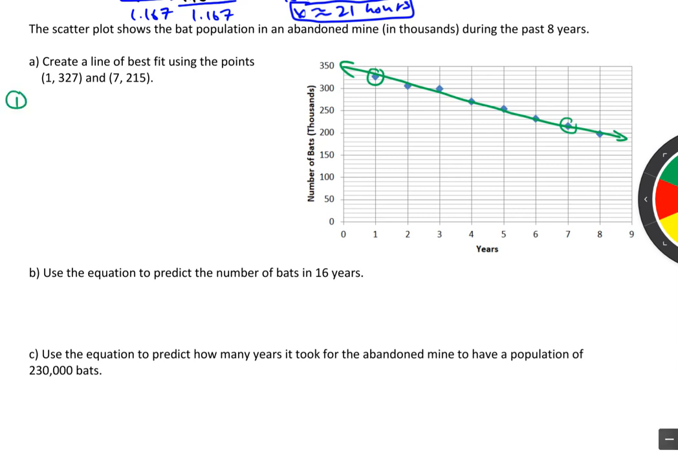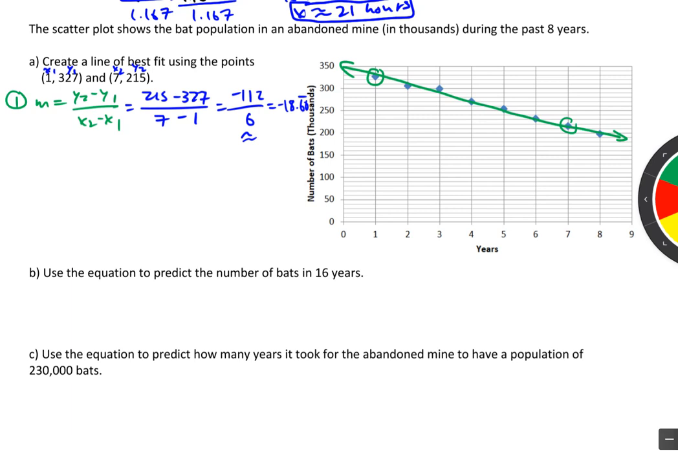Okay, so step 1, refer to the notes that I mentioned earlier. We need to find the slope. So slope is y2 minus y1 divided by x2 minus x1. If I label this x1, y1 and this x2, y2, then it's 215 minus 327 divided by 7 minus 1. So 215 minus 327 is negative 112, and 7 minus 1 is 6. Negative 112 divided by 6 is about negative 18.66 repeating.